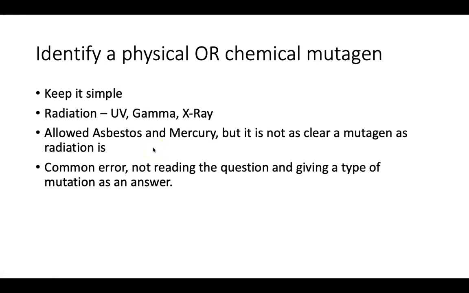Now, probably the most common error for this question was just not reading the question properly and giving a type of mutation as an answer rather than identifying a mutagen. So a type of mutation as an answer might have been something like lung cancer or mesothelioma, or students might have spoken about a point mutation or a deletion mutation, something like that as well. We really just wanted a mutagen as the answer for 1 mark.